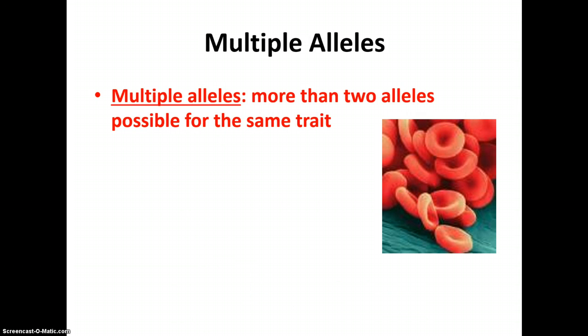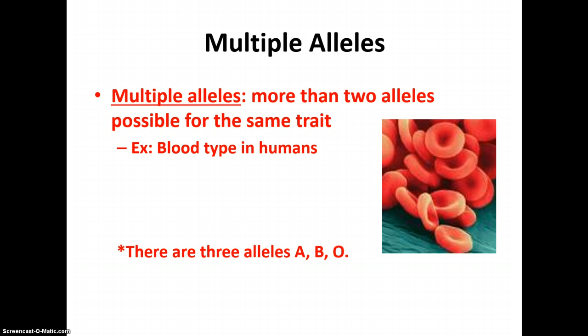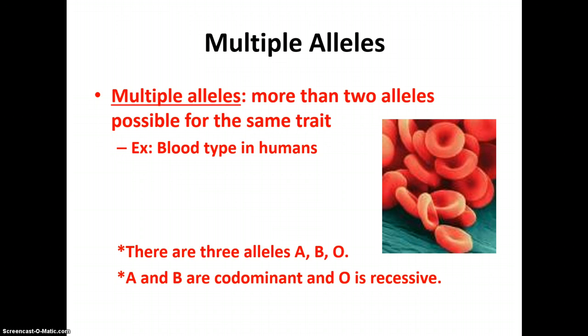That ties nicely into multiple alleles. Multiple alleles are when you have more than two versions, or more than two alleles, possible for the same trait. We have an example here: blood type. You should know your blood type, or if you don't, at some point in your life you probably will. There's A-type blood, B-type blood, and O-type blood. They're all different types of blood. There are three different versions.